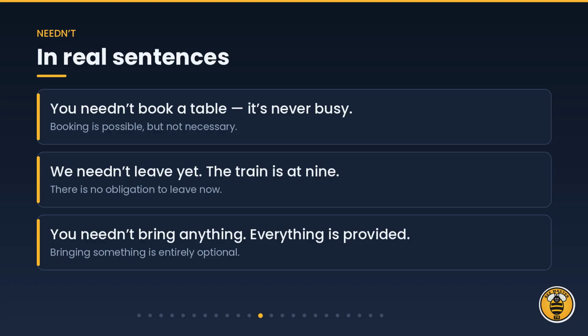Hear how relaxed needn't feels. You needn't book a table. It's never busy. You can book if you like. It simply isn't necessary. We needn't leave yet. The train is at 9. No obligation to leave right now. You needn't bring any things. Everything is provided. Again, the choice belongs entirely to the listener.